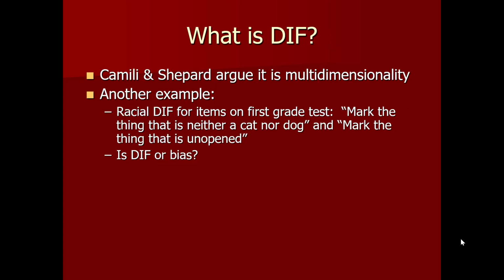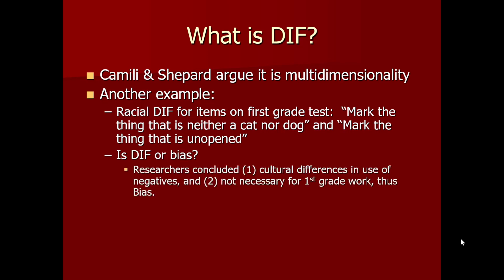Another example that's cited sometimes is from a first grade test, so this is for small kids. The items are: mark the thing that is neither cat nor dog, and mark the thing that is unopened. And here they saw racial DIF, and in this case, the researchers concluded that it was in fact bias and not just DIF because of cultural differences in the use of negatives. The idea was that African American or Black populations are more likely to use negatives in a different way, and maybe a slightly more unorthodox way, than white examinees here in the first grade.